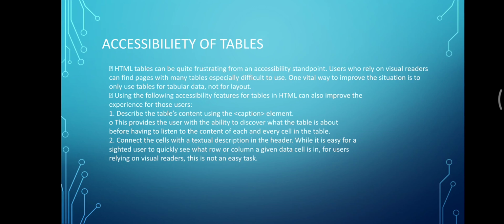Connect the cells with the textual description in a header. While it is easy for a sighted user to quickly see which row or column a given data is in, for users relying on screen readers, this is not an easy task.